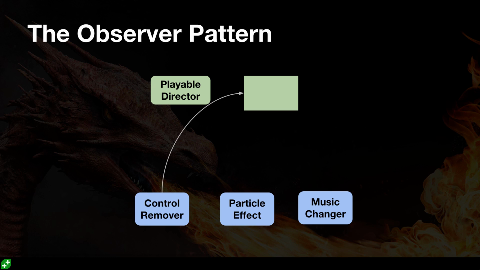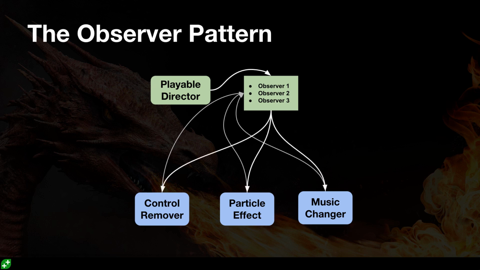So what can happen is the control remover, the particle effect, the music change can all register themselves to this list. So notice the arrows are going this way round. It's another dependency inversion, if you like. And so what you end up with in this list is a list of the observers, the control remover, the particle effect, the music changer, etc. So now when the playable director decides to finish playing, boom, it calls to its observer list, and the observer list calls out to all the control removers. But notice in this process, the playable director didn't have to know who any of the observers were.